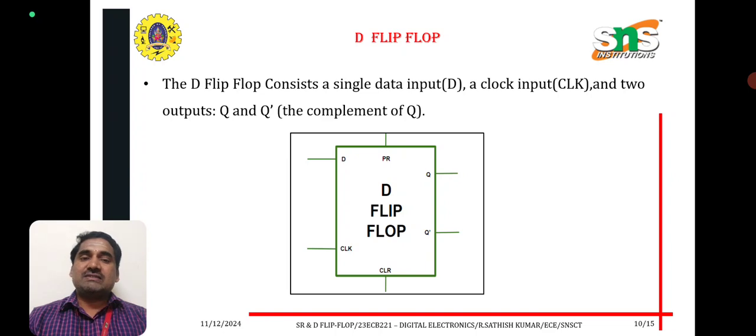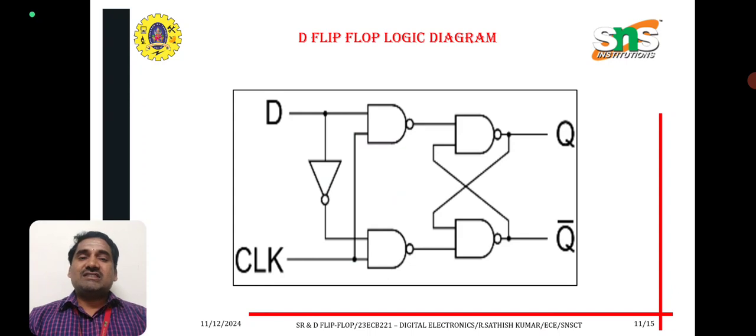A D flip-flop consists of a single data input, a clock input, and two outputs, Q and Q bar, the complement of Q. It also has preset and clear inputs. This is the logic diagram of the D flip-flop. It consists of 4 NAND gates, with a NOT gate applied to the other end of a NAND gate, which produces the two outputs Q and Q bar.